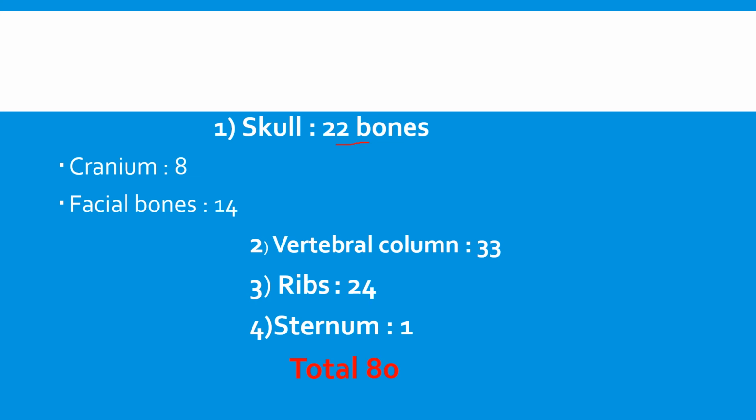The vertebral column consists of 33 vertebrae. The ribs, as you have studied, are 24, and the sternum is a single bone, so 1. When you calculate 22 plus 33 plus 24 plus 1, you get the answer 80. Okay, I hope you have understood all the parts of the axial skeleton, their bones, their location, their position, and their function.